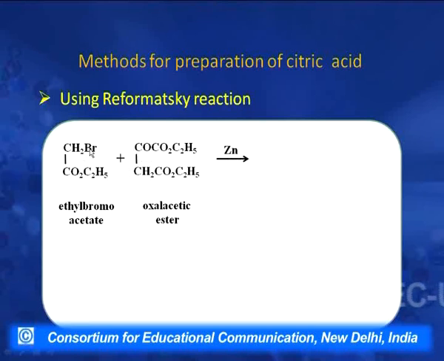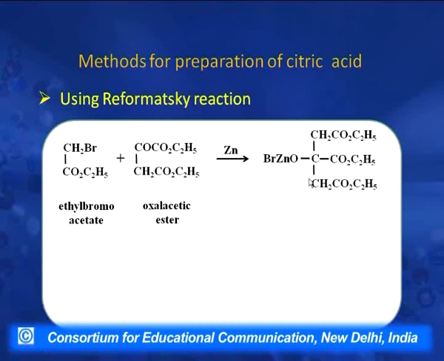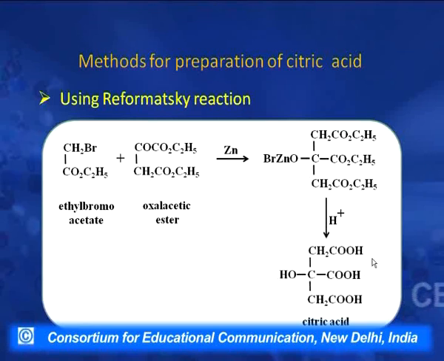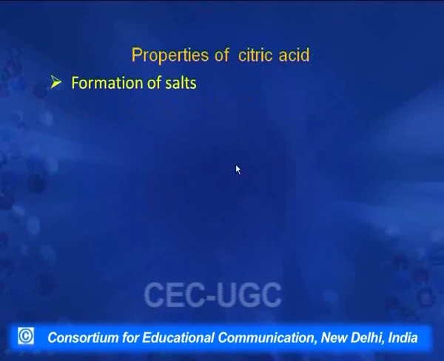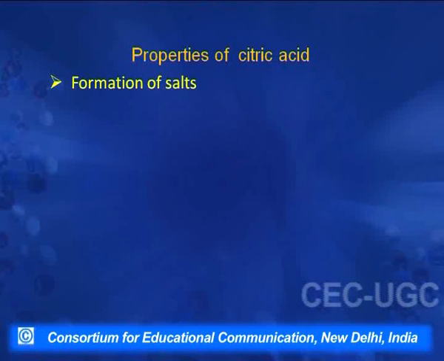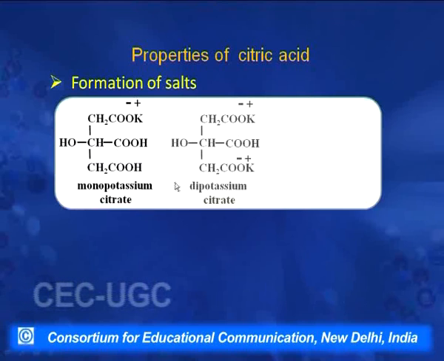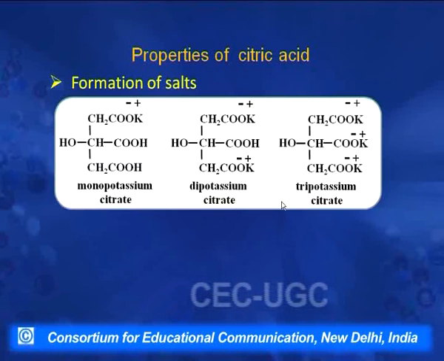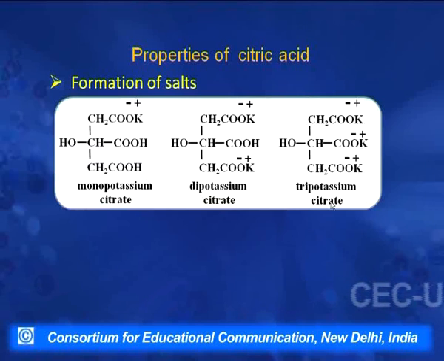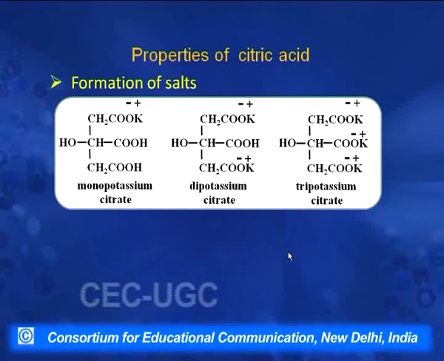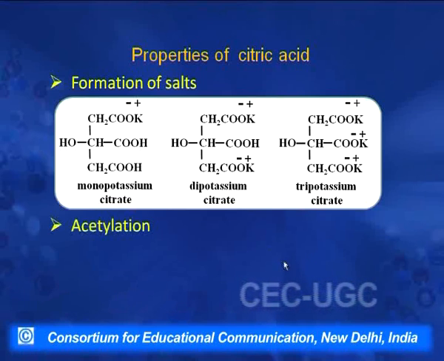First this ZnBr is formed and then it adds on this carbonyl and we get this intermediate. This is hydrolyzed and we get citric acid. Citric acid has got 3 carboxylic acids, so it gives 3 series of salts. These may be monopotassium citrate, dipotassium citrate or tripotassium citrate, or similarly with other metal ions we can have mono, di or tri metal salts of the citric acid.